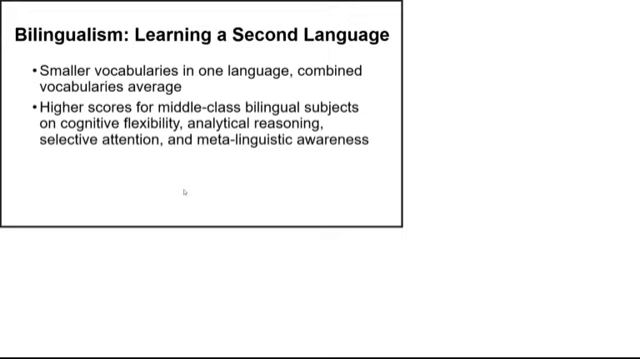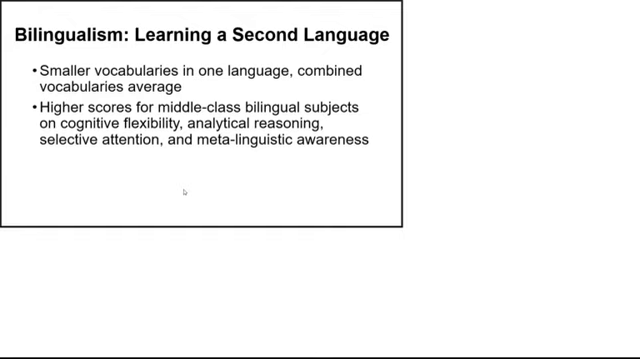And so what we typically see is that they tend to have a smaller vocabulary per language. So I'll use my cousin's example of French immersion. They were learning English and French at about the same time. They started French immersion when they were in kindergarten, so they were acquiring both languages at about the same time.